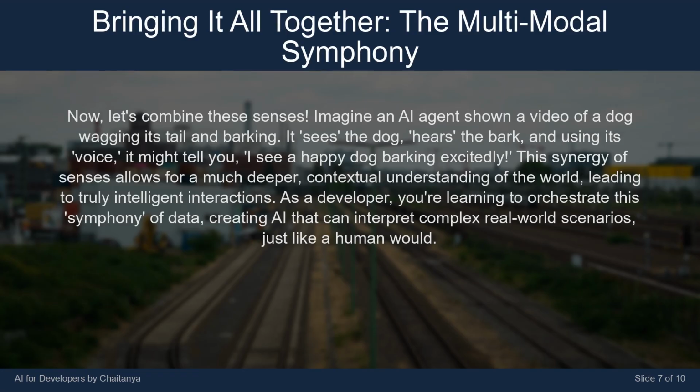Now, let's combine these senses. Imagine an AI agent shown a video of a dog wagging its tail and barking. It sees the dog, hears the bark, and using its voice, it might tell you, I see a happy dog barking excitedly. This synergy of senses allows for a much deeper, contextual understanding of the world, leading to truly intelligent interactions. As a developer, you're learning to orchestrate this symphony of data, creating AI that can interpret complex real-world scenarios, just like a human would.